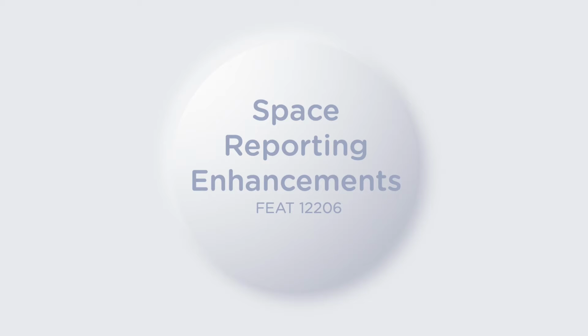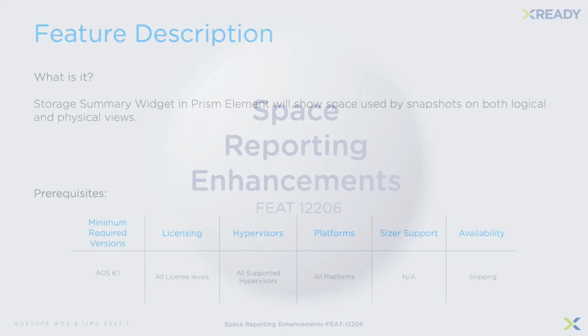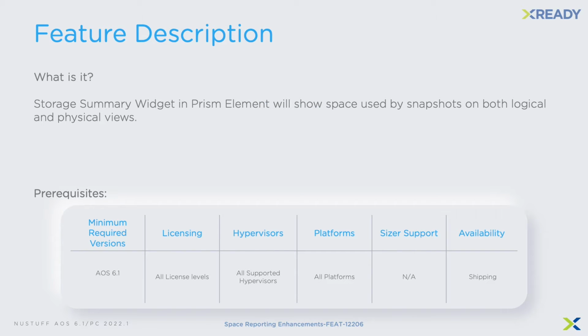Next, we have feat 12660. In this feat, we've done space supporting enhancements in the stored summary widget in Prism Element. So starting with 518, we enhanced the stored summary widget in Prism Element to show much more information as to how data is stored and consumed in AOS. And also we added visual cues to show the usage capacity remaining and thresholds.